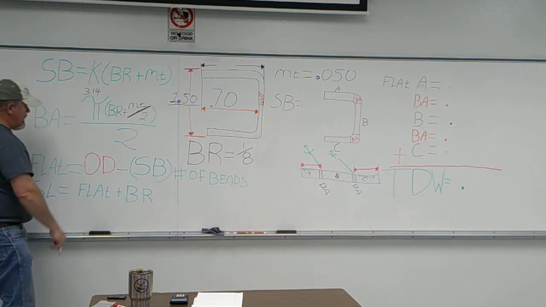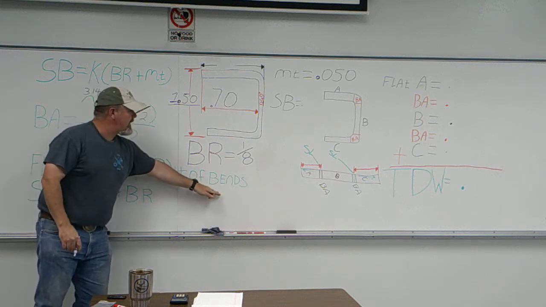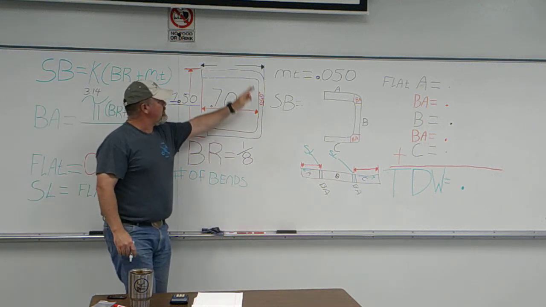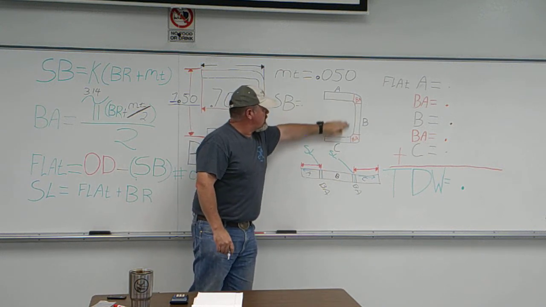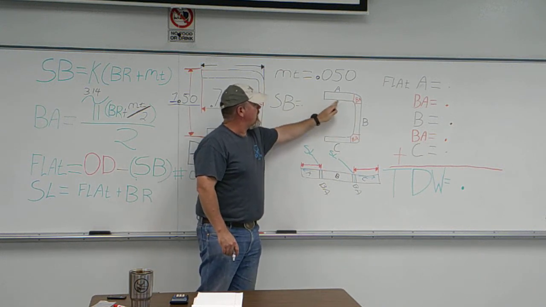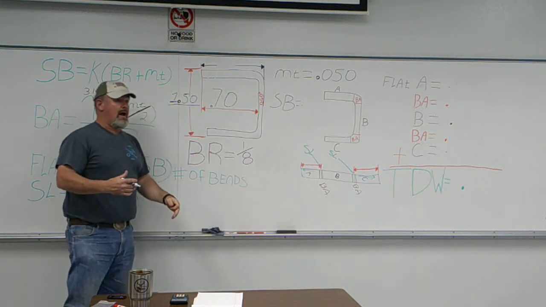Flats are outside dimension minus setback times the number of bends. Here today we have 2 bends, so on this flat on Bravo, we would have 2 setbacks. Alpha has 1 bend, Charlie has 1 bend, and so there we only have 1 setback.